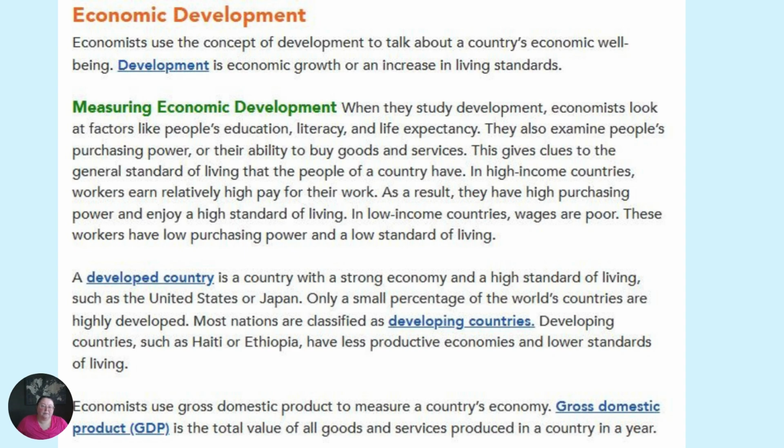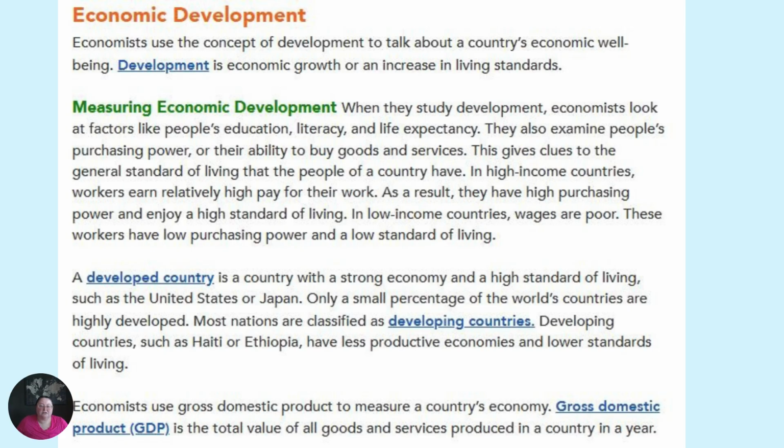Economic development. Economists use the concept of development to talk about a country's economic well-being. Development is economic growth or increase in living standards. When they study development, economists look at factors like people's education, literacy, and life expectancy. They also examine people's purchasing power, or their ability to buy goods and services. This gives clues to the general standard of living that the people of a country have.